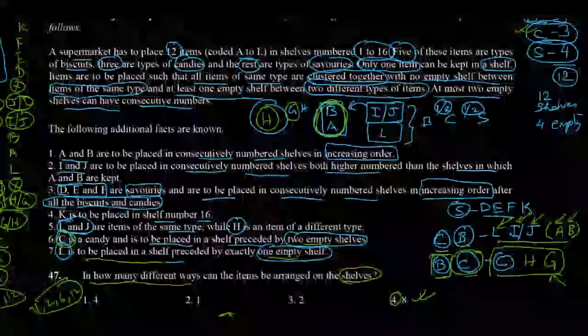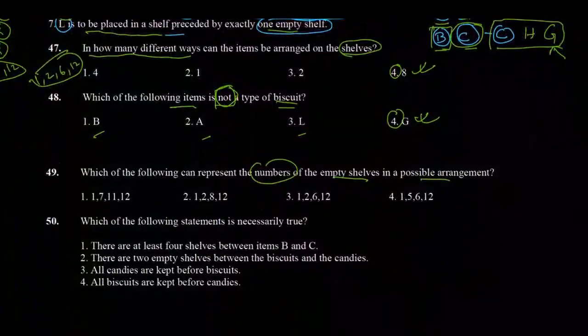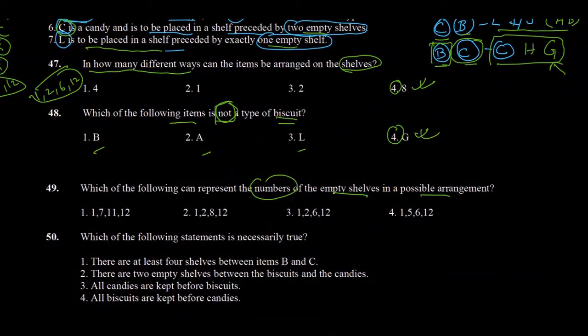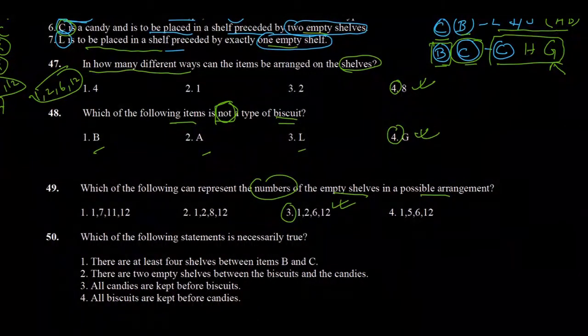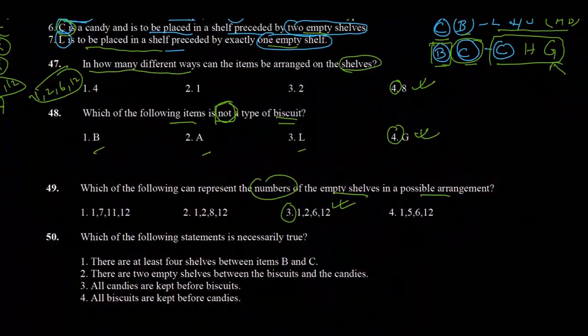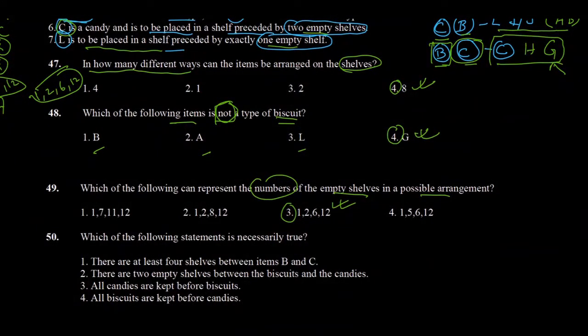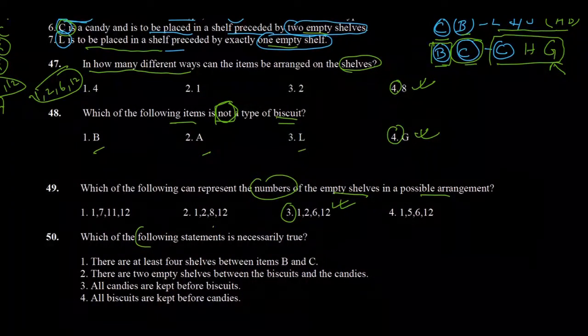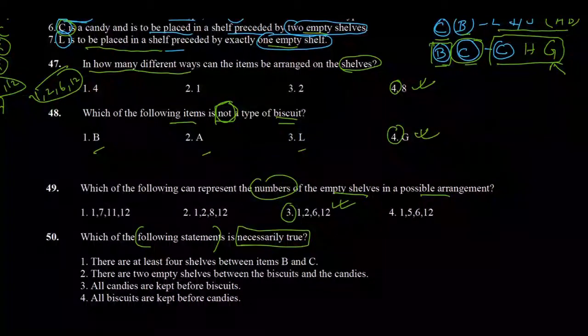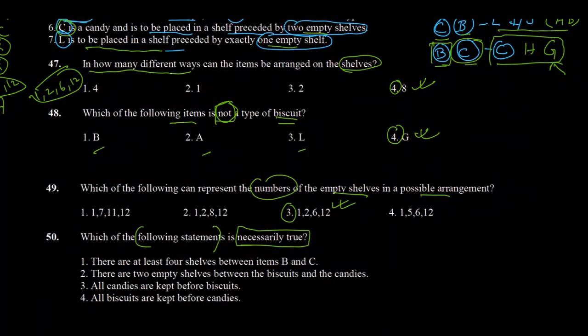So let's see in the answers what is given. So we see option number 3 as 1, 2, 6 and 12, which is possible in one case. So this is the correct answer. 1, 7, 8 and 12 is not given as any of the choices, so we don't have to deal with that. Moving to the next question, which says, which of the following statements is necessarily true, which means it has to be true in both cases.